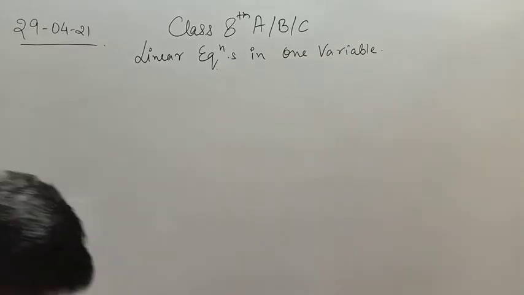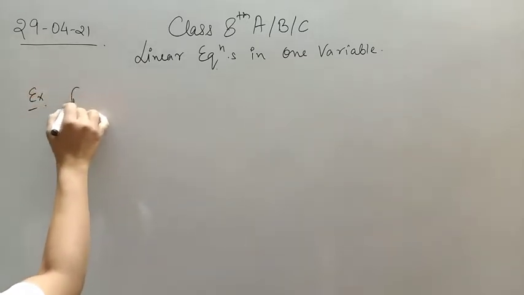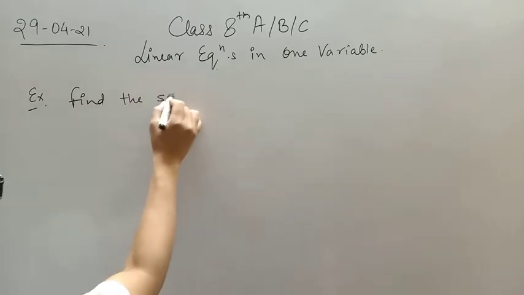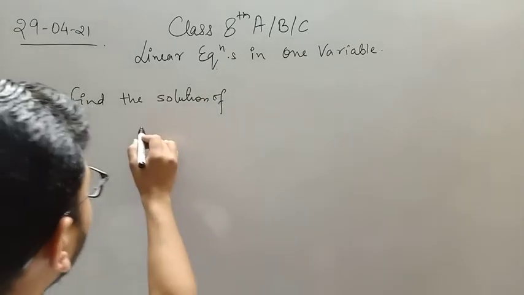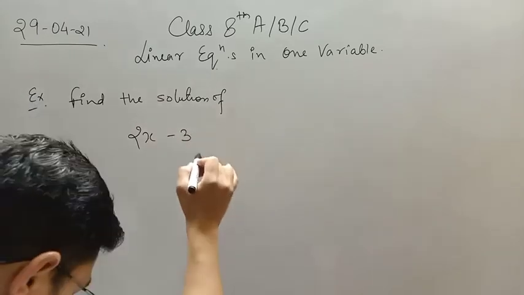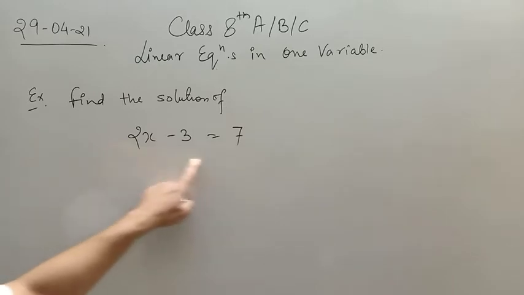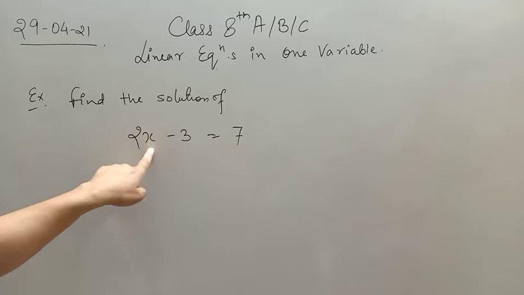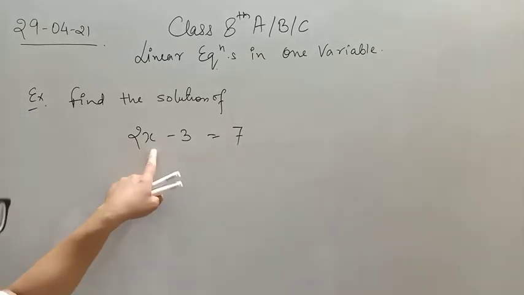Now there is one question. Find the solution of 2x minus 3 is equal to 7. This is a linear equation where the highest degree of the variable is equal to 1. How to find the solution of this linear equation means you just need to find the value of x.